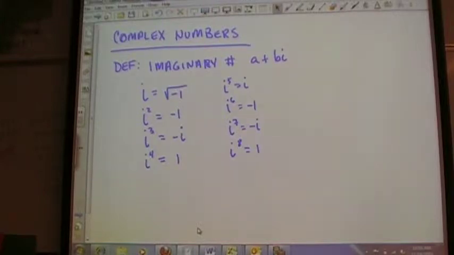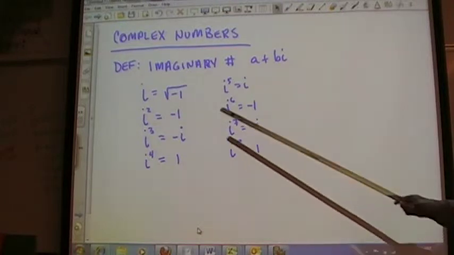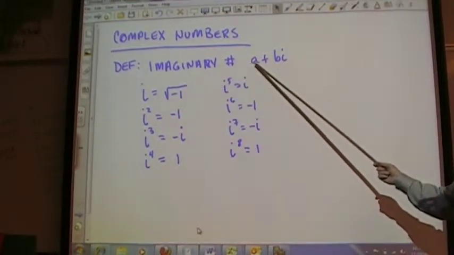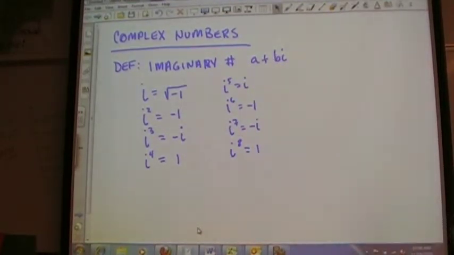Complex numbers. Write down the definition of imaginary number. The definition of an imaginary number is in the form of a plus bi. i comes from square roots of negatives. Before, when you took the square root of a negative number, it gave you an error message on the calculator.